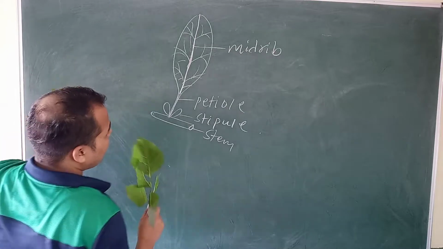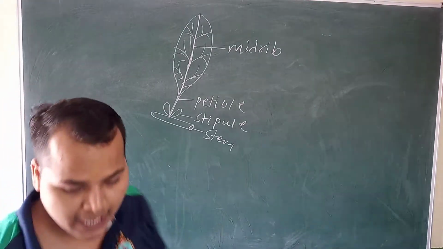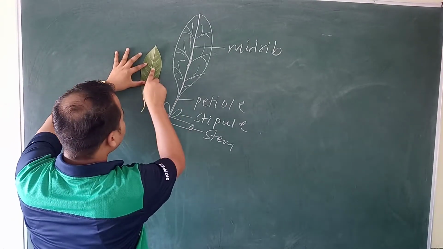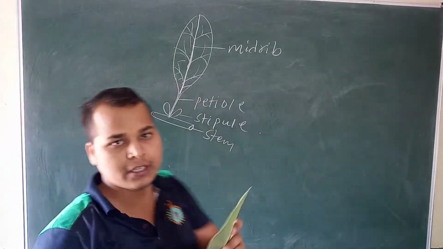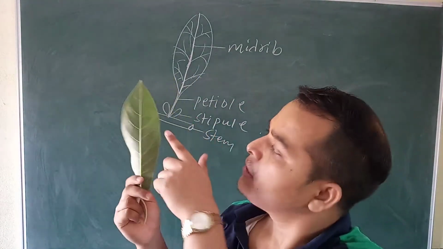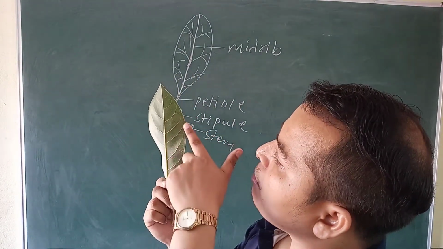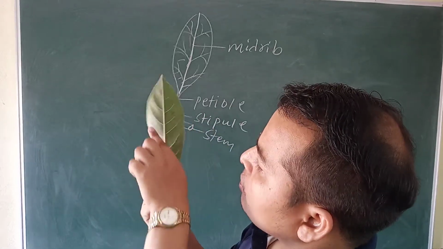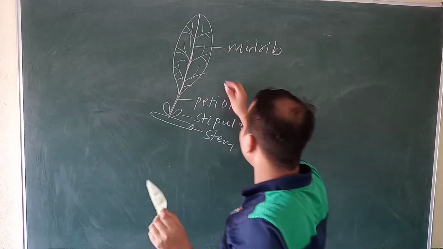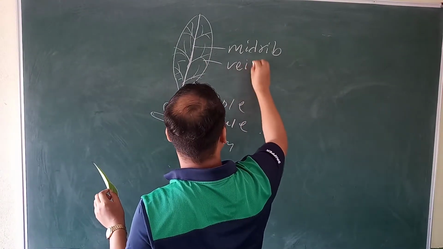Yes or no? And see here, some net-like structure is found in the leaves. Observe, it is net-like and covers the leaf. So what is this net-like structure called? Vein.